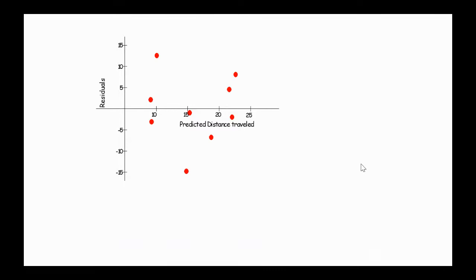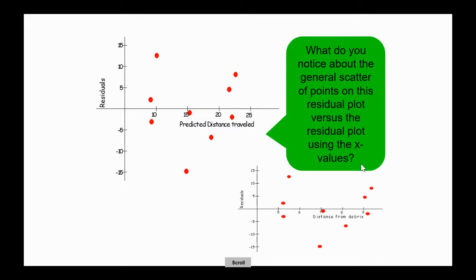They're both kind of random. Let me put both graphs up there. It's almost the exact same graph. Except this is the original graph, the one where we have x on the x-axis. This one is y hat. So in both cases, the residuals are on the y-axis. This one, though, has x. This graph has y hat.